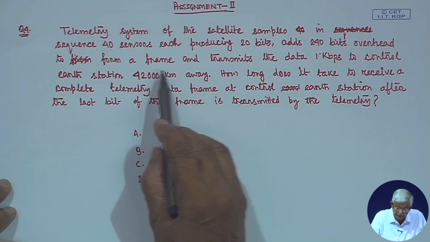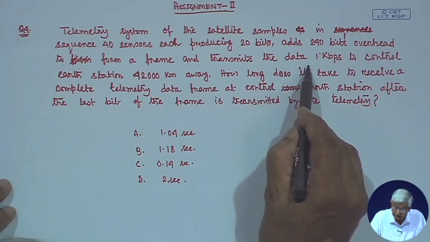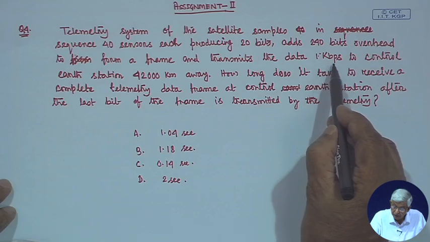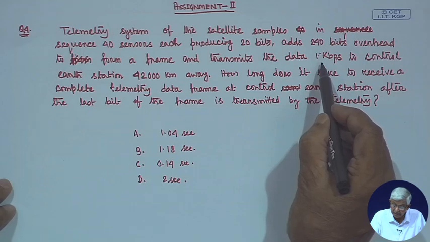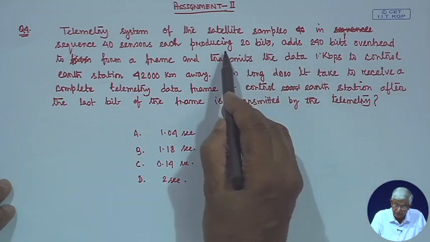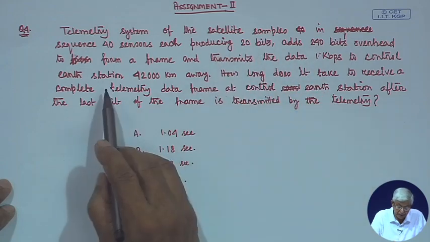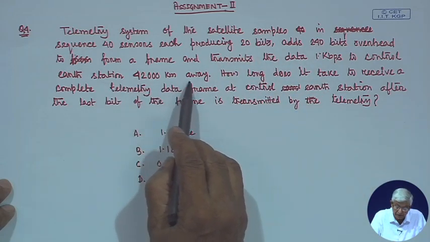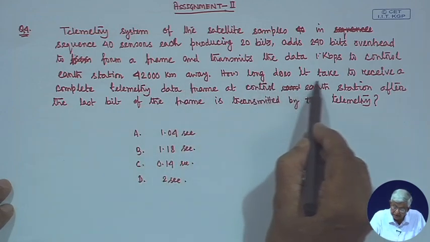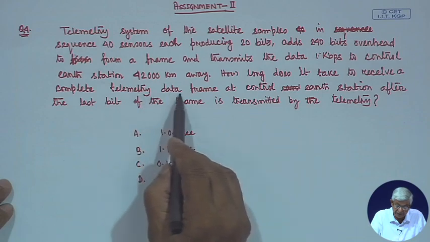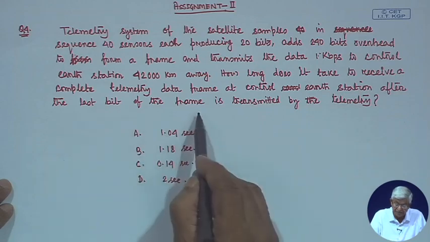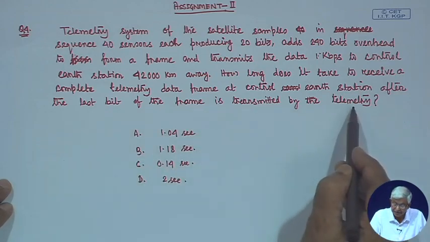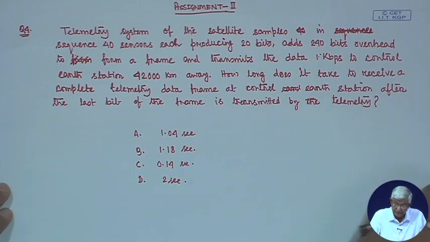And to form a frame, and transmits the data, that is that frame, at 1 kilobits per second to the control earth station. So, data rate is given and total volume of data is known, that is the frame size is known, and the control earth station is 42,000 kilometer away. The question is, how long does it take to receive a complete telemetry data frame at the control earth station after the last bit of the frame has been transmitted by the telemetry. So, a frame is formed and there are options given. So, let us see which option, it is a time calculation.